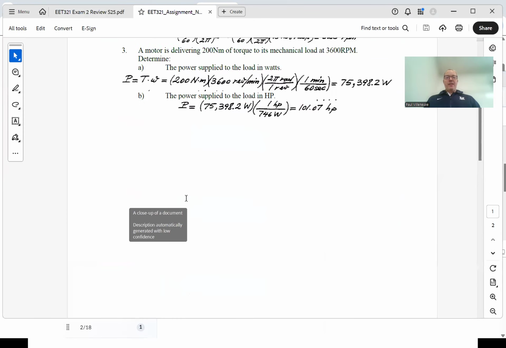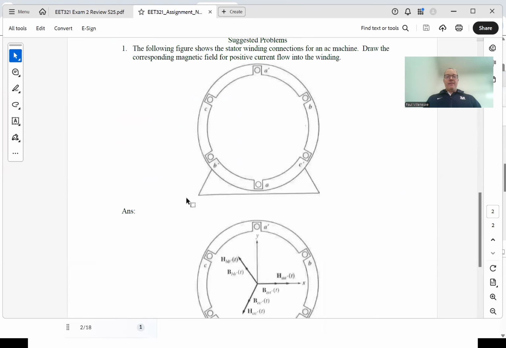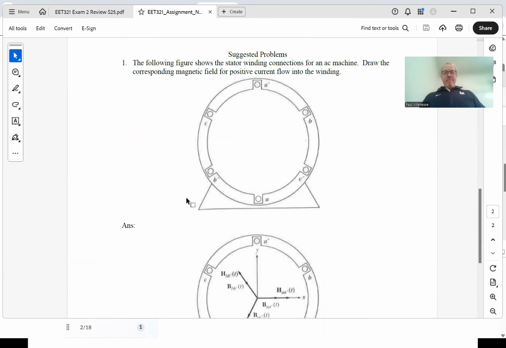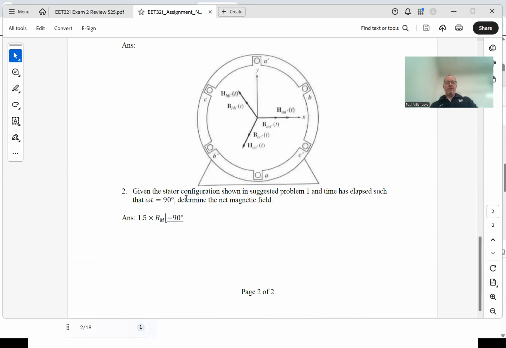The suggested ones don't have to work. Okay. So let's see. The top one, 5 is the actual bottom answer, which is the calculation part. Okay. So draw the corresponding magnetic field for positive current flow into the winding. I'm not looking for anything other than positive current flow into the winding. I understand that. It's question number 2. Oh, number 2. I don't get how you solve the rotation.